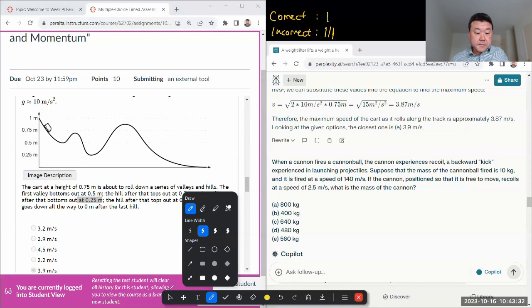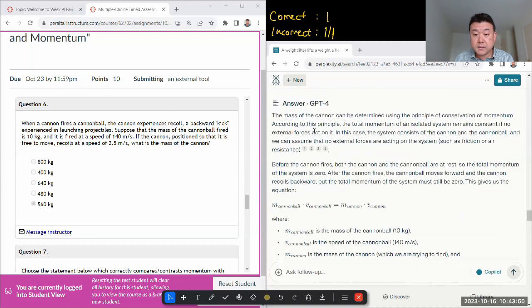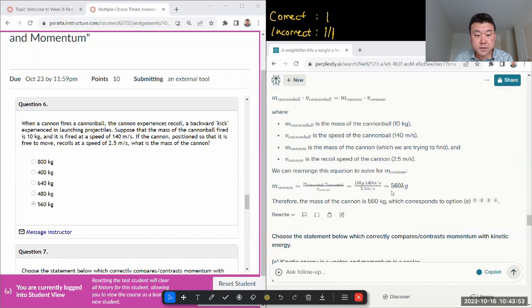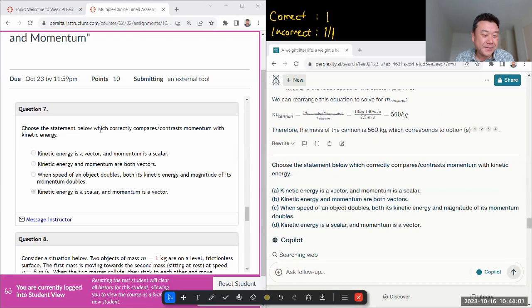Let's see. So when a cannon fires a cannonball, backward kick, you are given the mass of the cannonball and the speed of the cannonball, and yeah, it recalls that. Yeah, so you're going to use conservation of momentum, and it sets up that equation, and I guess it must be correct. I guess it's getting better at doing math. Momentum and kinetic energy are different, and this would be one way in which they are different. Energy is scalar, momentum is a vector.